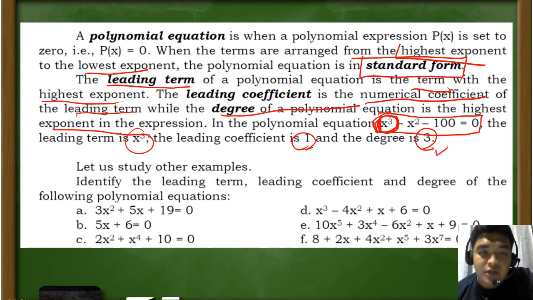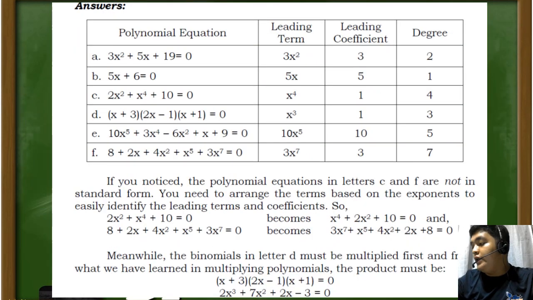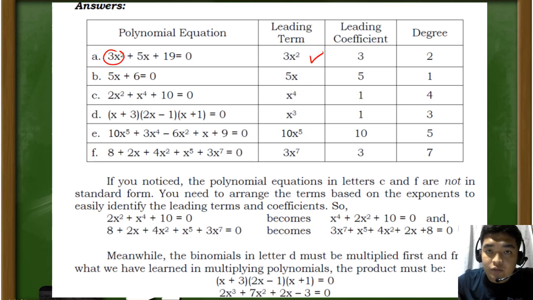Let us study other examples. Identify the leading term, leading coefficient, and the degree of the following polynomial equations. You can pause this video while answering. Okay, let's answer. These are our answers. For the first polynomial equation, the leading term is x squared. Our leading coefficient is 3. The degree is 2, correct.